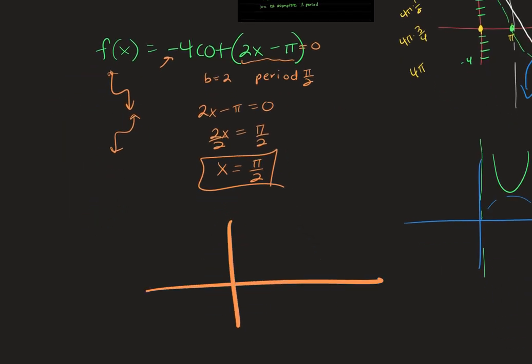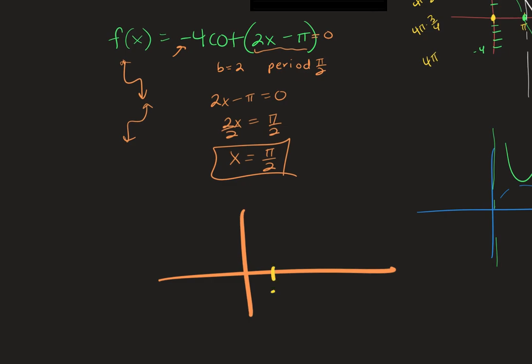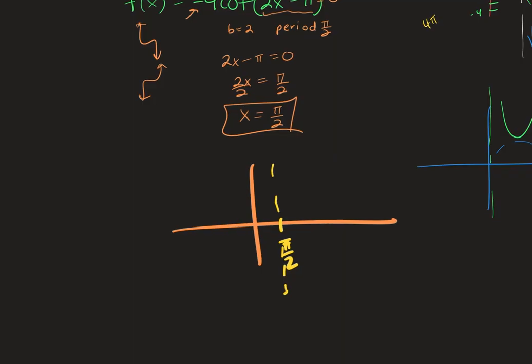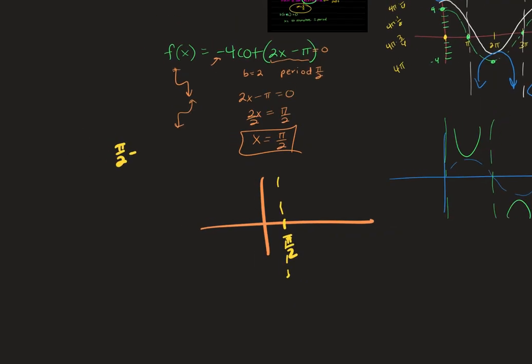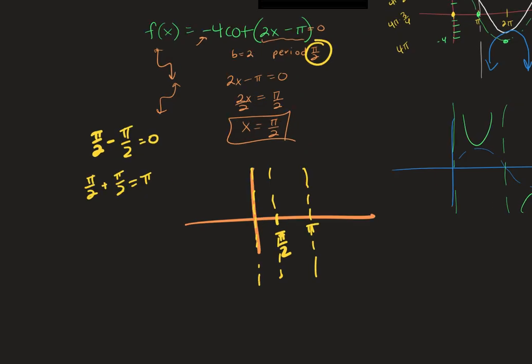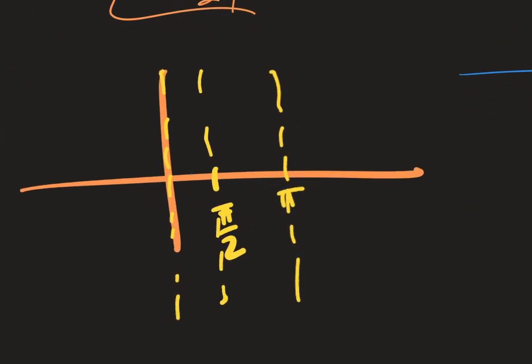So if I go to my curve and I plot pi over 2, that's my middle asymptote. First one I found, but it's in the middle. Then I want one to the left and one to the right. So I take that pi over 2 and subtract the period, which was also pi over 2, and that tells me my other asymptote is at 0. Then I add pi over 2 to the pi over 2 I found first and I get pi, and that's my other asymptote. And then halfway between gets the 0.